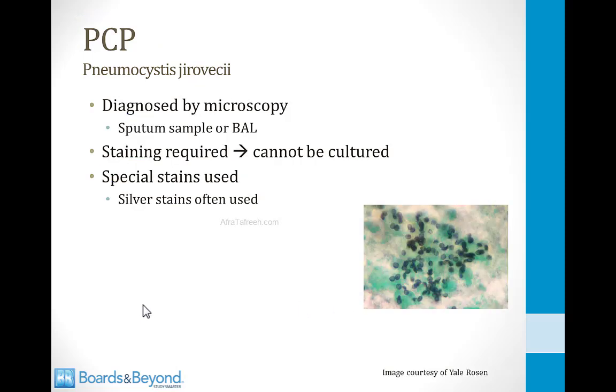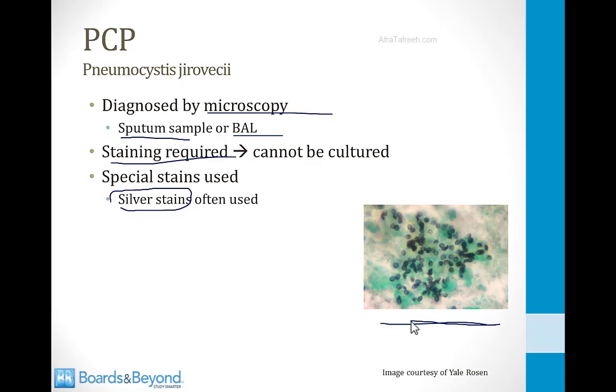The way you diagnose PCP pneumonia is by looking for the yeast under the microscope. You either need to take a sputum sample or a bronchoalveolar lavage sample, and you can't culture this, so you have to stain it, and there are special stains required, and they all use silver. And what you see when you look under the microscope is something like this picture down here. Just remember this picture because this is a classic example of PCP. And the silver stain makes all the PCP bugs look dark black, like all these little circles that you see in here. These are the cysts from Pneumocystis, and this is what it looks like under the microscope.